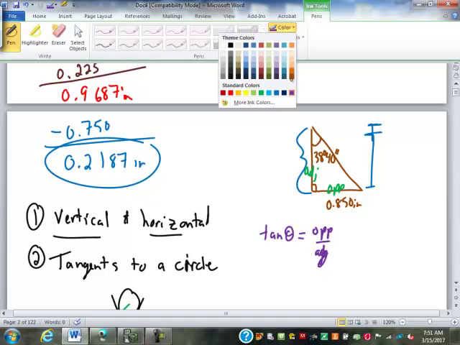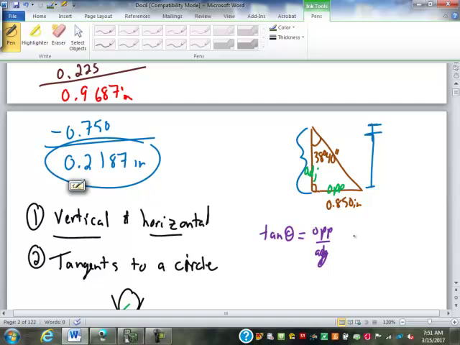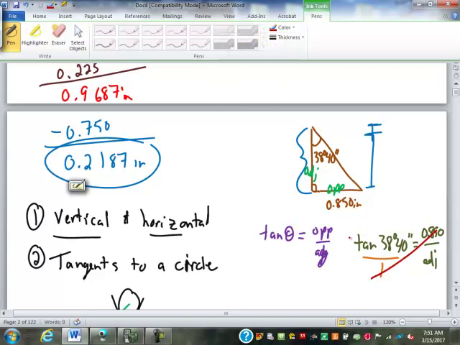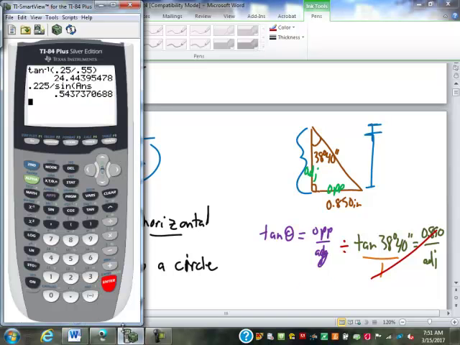And then I put in my numbers. Tangent of 38 degrees 40 minutes equals 0.850 over the adjacent side, which is what I'm looking for here. Put this over 1. Since I'm looking for a missing side, I make it into a proportion so I can cross multiply and divide. 1 times 0.850 divided by the tangent of 38 40.